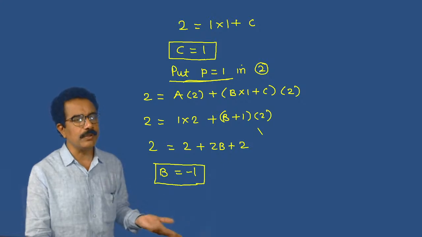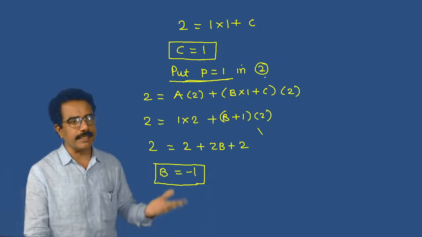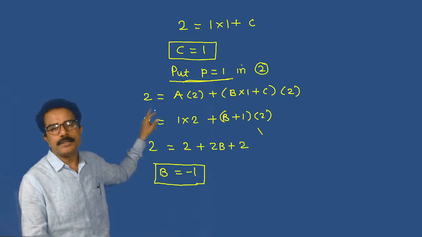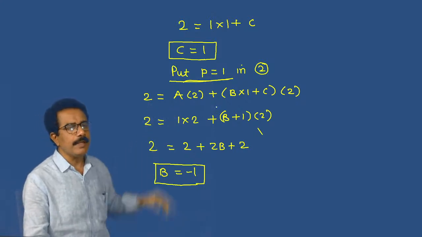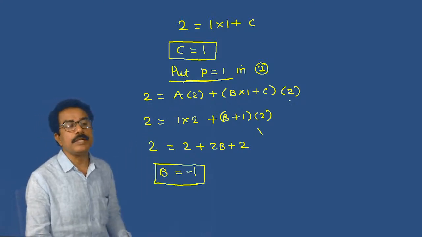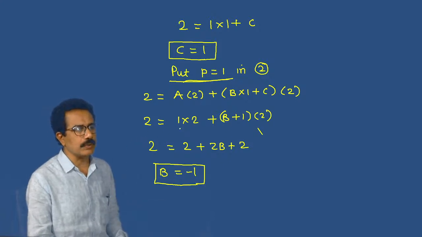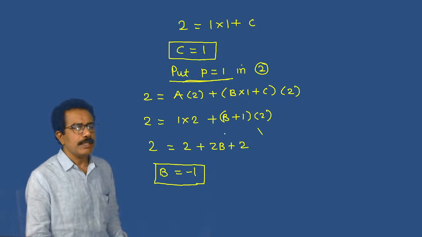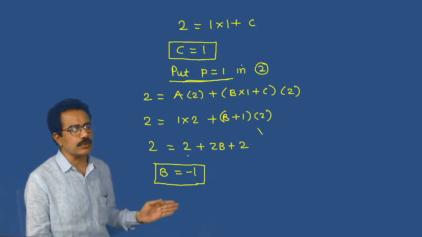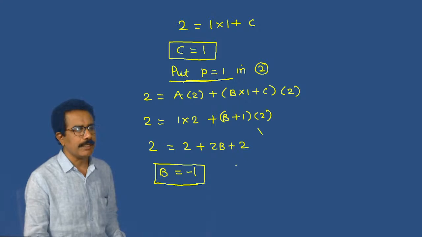Put in equation 2. If we put p is equals to 1 in equation 2, then what will happen? 2 is equals to A into 2 plus B into 1 plus C into 2. So 2 is equals to 1 into 2 plus B plus 1 into 2. So we can write 2 is equals to 2 plus 2B plus 2. So these two will get cancelled.